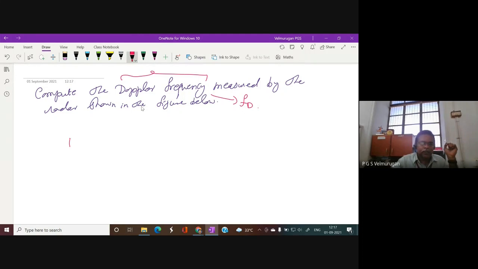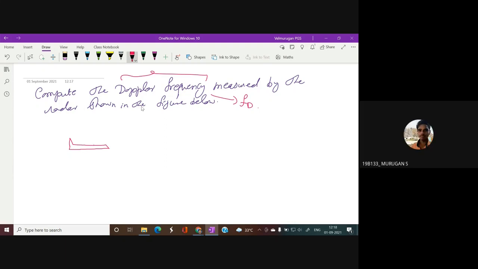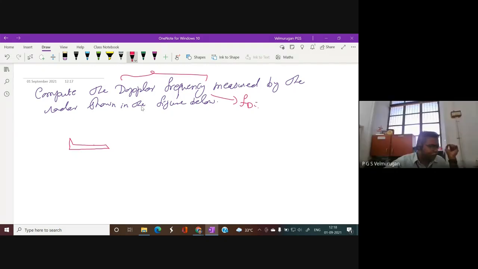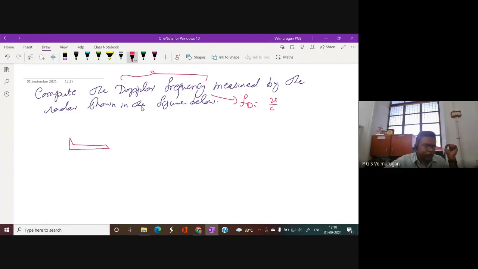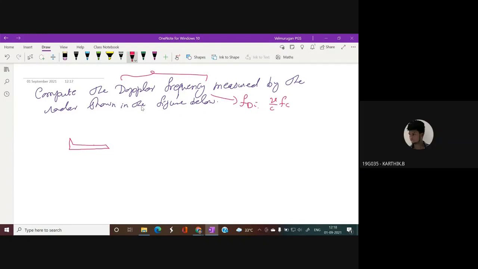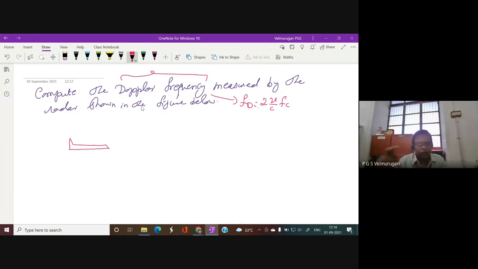Can anyone say what is the formula for finding fD? V by C into fC, sir. Is that all? One more term has to come. Doppler, two into... Very good, because it is a two-way path, so we have to multiply by 2. So 2 into V by C into fC, right? So this is a radar.